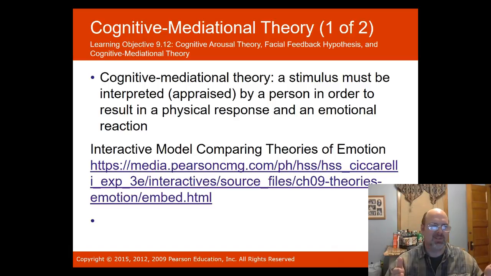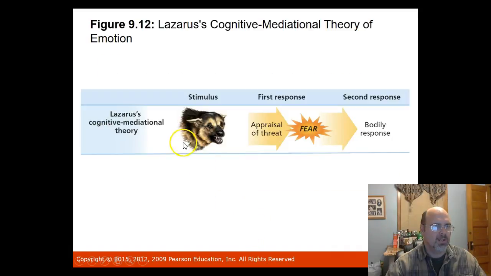If not, you're going to appraise it and say, he's just barking, I'm not in danger. And so you appraise it as not a serious thing. Sympathetic system doesn't kick in, you just walk away. However, if you fear danger, then boom. Once there's an appraisal of threat, that interpretation then causes the emotional reaction and the physical response simultaneously. Here's a little model that compares all these different charts. But here it is, snarling dog. Once I appraise a threat, then I have fear and a body response.